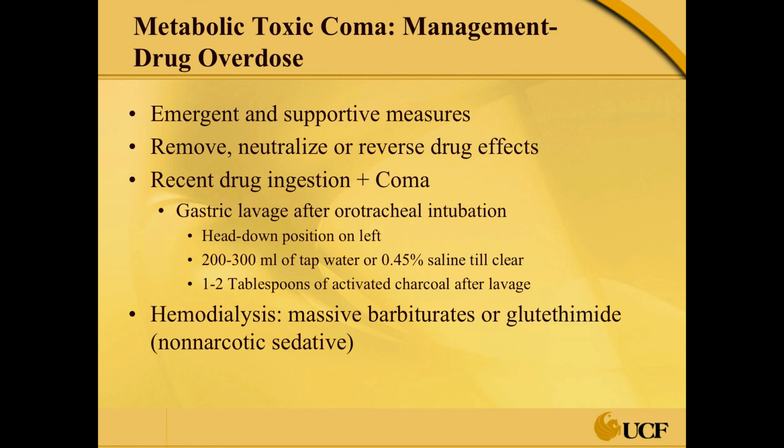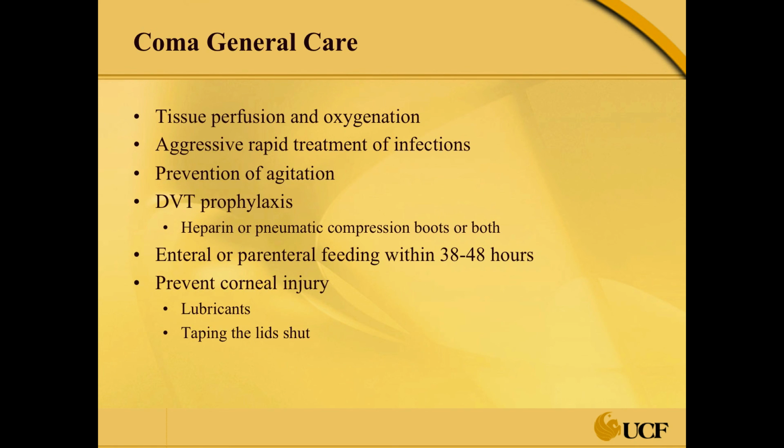Hemodialysis, again, it could be something too that the patient might be hooked up to in these events, particularly if they've overdosed on barbiturates. Some other general care, tissue perfusion and oxygenation needs to be at the forefront of our consideration. Aggressively rapid treatment of infections, prevention of agitation, DVT prophylaxis. So we're going to put them on a low molecular weight heparin, for example, like use of Lovenox when they come into the unit.